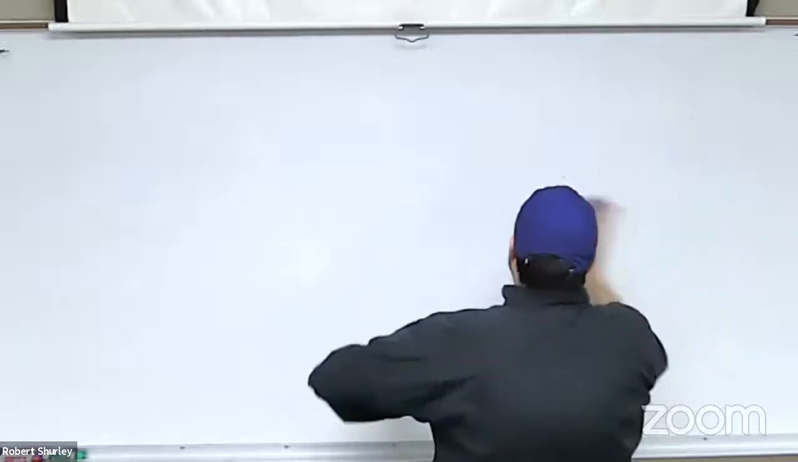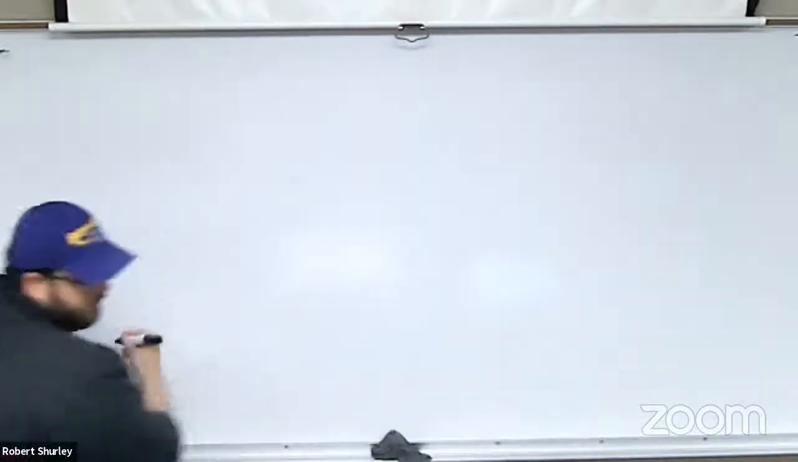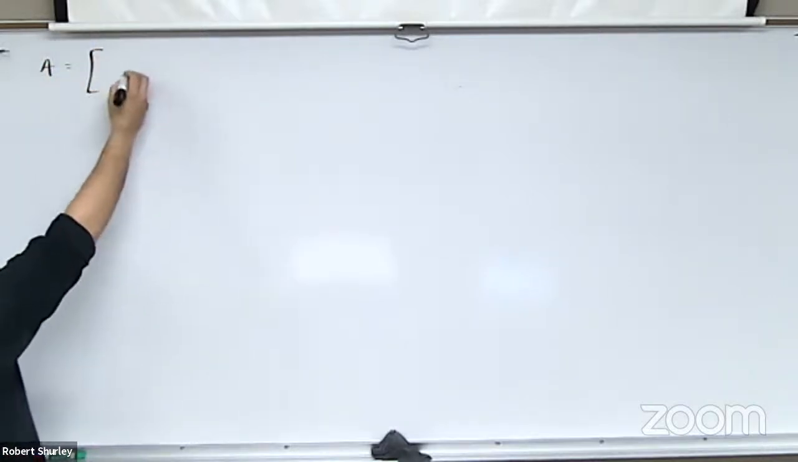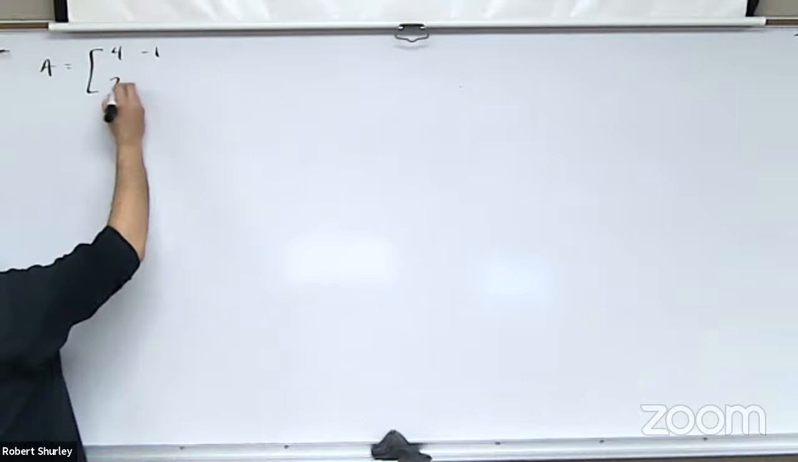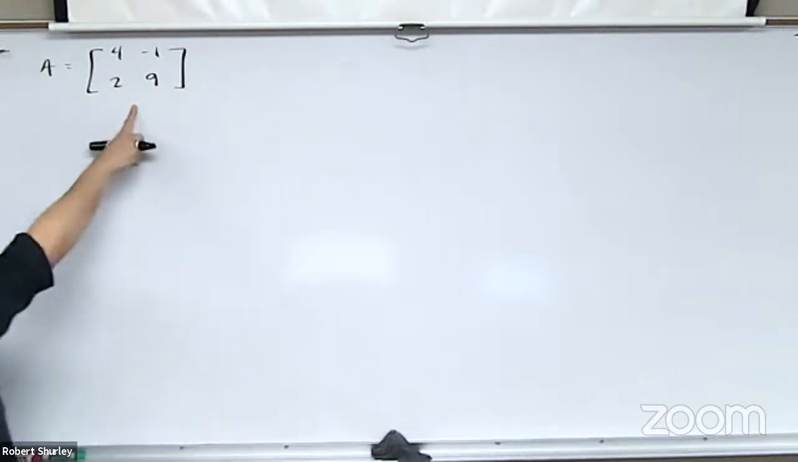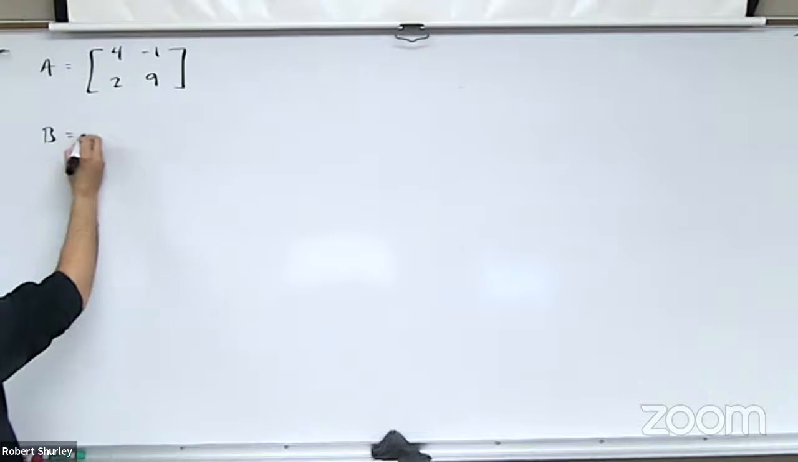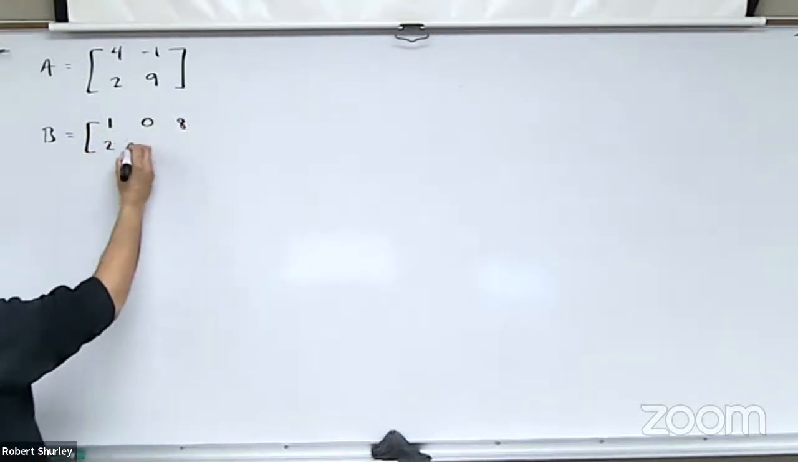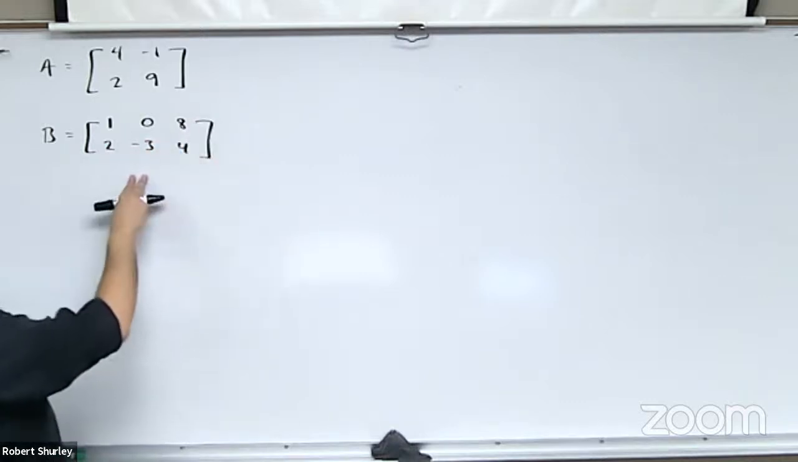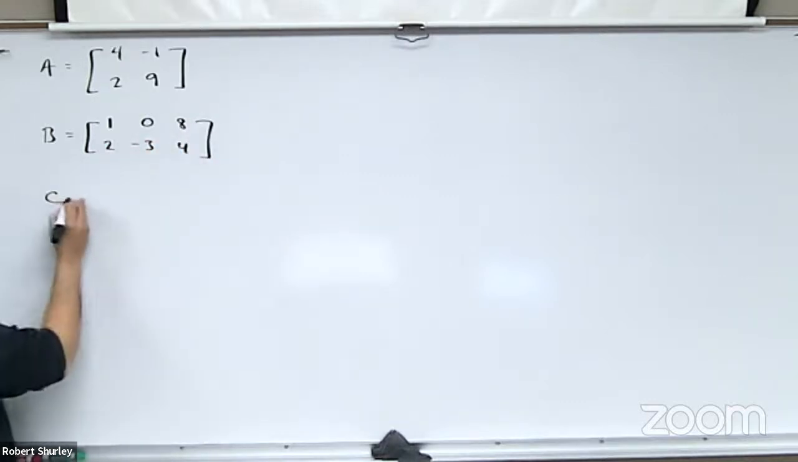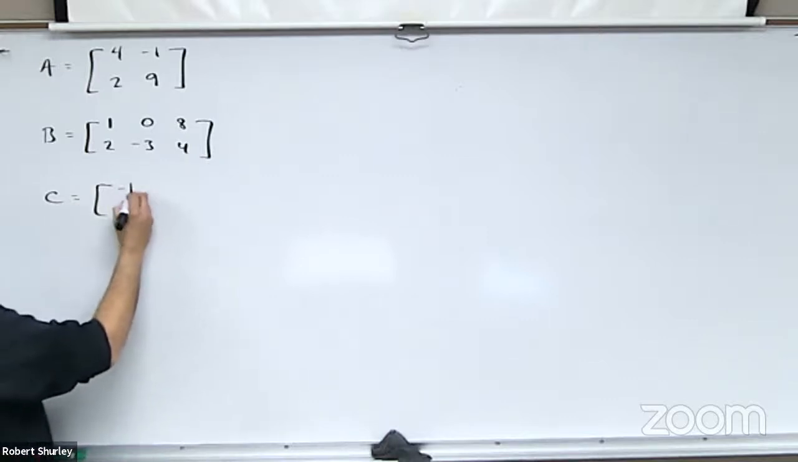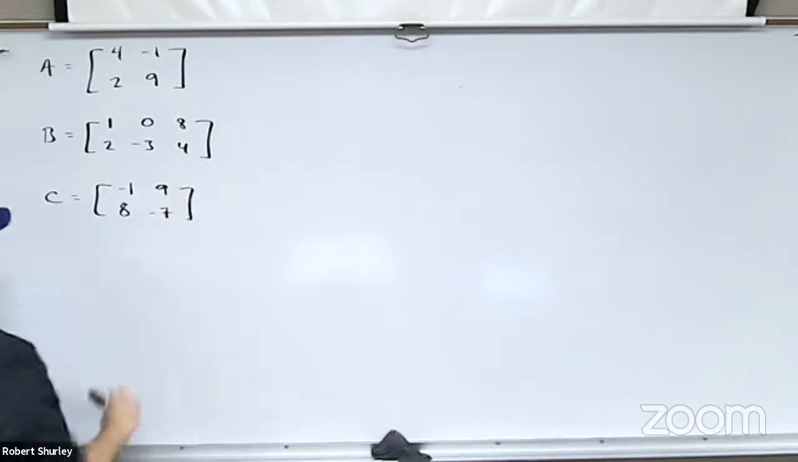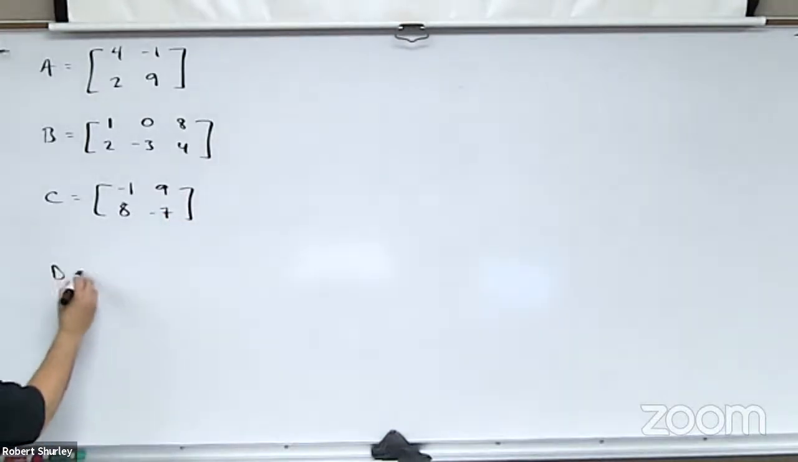Actually, let's make up 3. I'm going to make up 3. Let's see if I can write them up here. Let's say matrix A is 4, -1, 2, and 9. So a 2 by 2 matrix, right? Matrix B is going to be 1, 0, 8, 2, -3, and 4. So we got a 2 by 3 matrix, right? Matrix C is going to be -1, 9, 8, and -7. A 2 by 2.